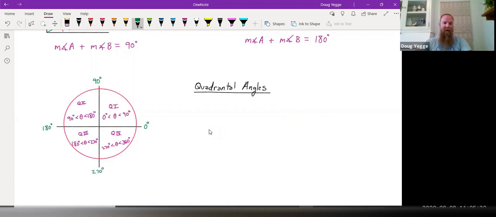Okay, so a quadrantal angle is nothing more than an angle that is not in a particular quadrant. It's actually on the boundary between two quadrants. So these are considered quadrantal angles. Okay, 90 degrees, 180 degrees, 270 degrees, and 0 degrees, and of course 360 degrees, and any coterminal angle to these angles. So these are all referred to as quadrantal angles.